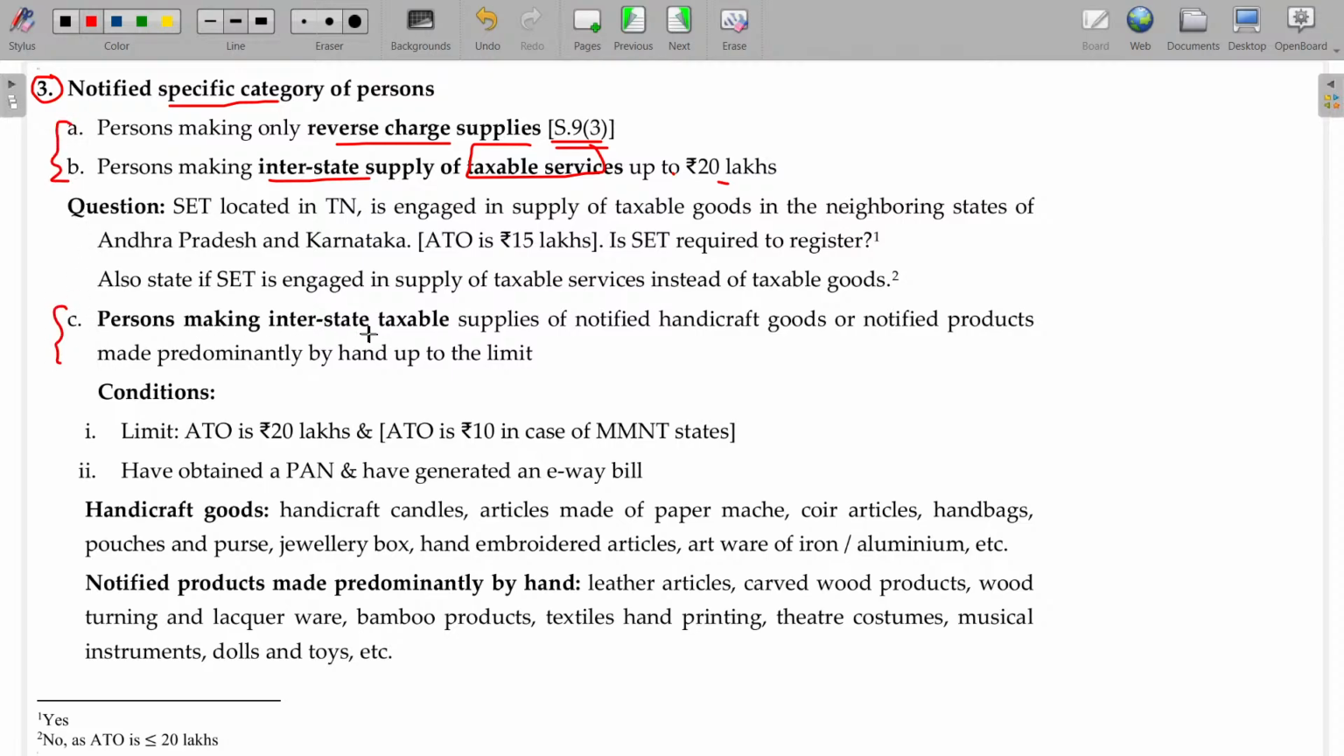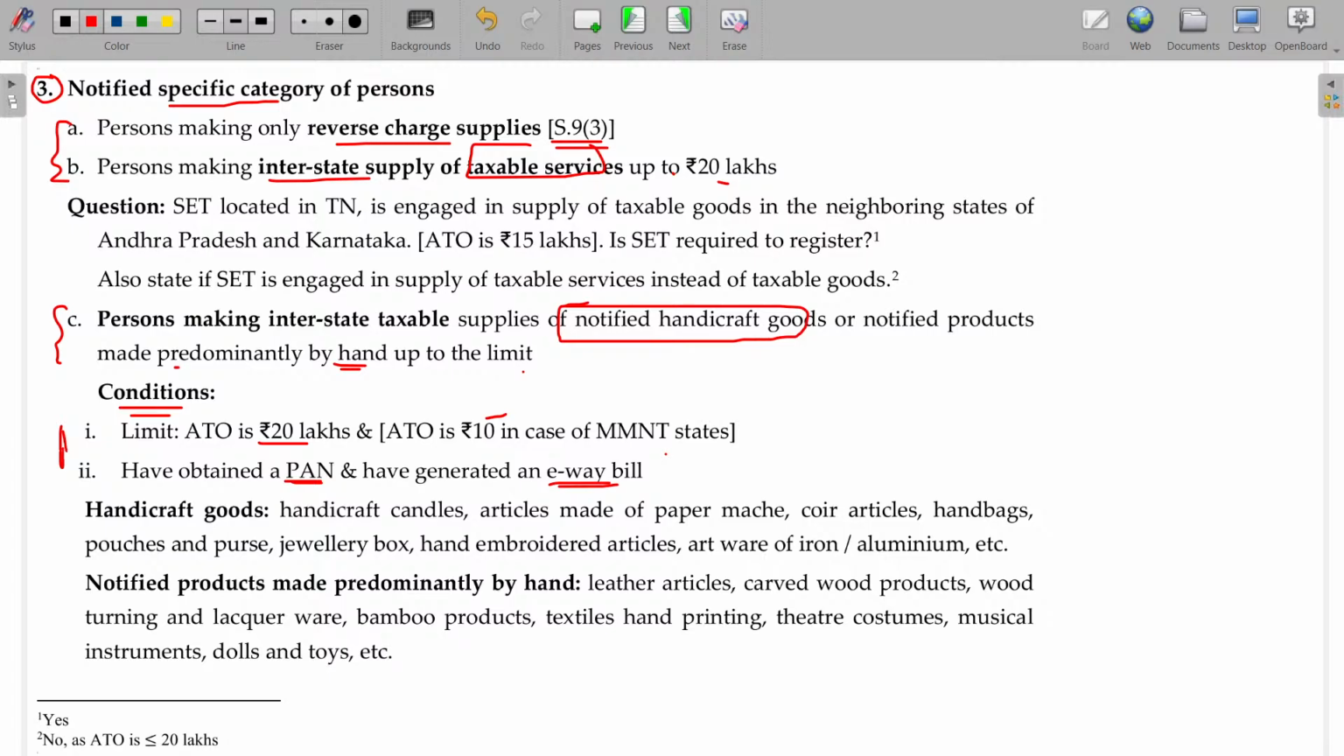Third, person making interstate taxable supplies of notified handicraft goods, notified products made predominantly by hand, up to the limit. Okay. So limit being 20 lakhs and special category state being 10 lakhs. Provided they satisfy the condition that they have obtained a PAN and have generated e-way bill also. These are the conditions. So three parties are there falling under notified specific category of person.